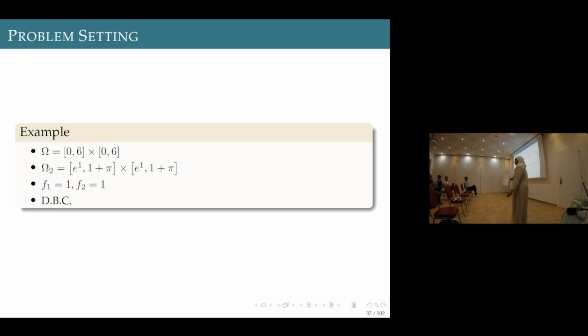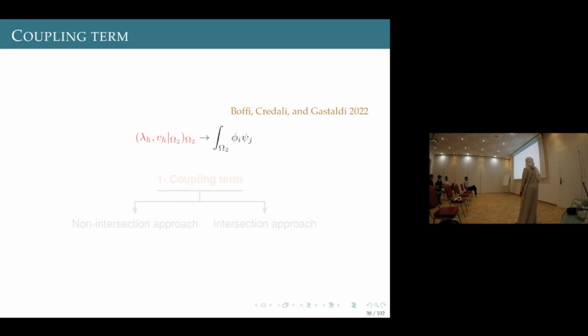As an example, we have a simple two-dimensional case, the interval 0 to 1 squared, and exact solution e to the 1 plus pi squared, right-hand side ones, and Dirichlet boundary conditions. I will talk here in the numerical section about three main things: the coupling term, the numerical inf-sup test, and then the convergence.